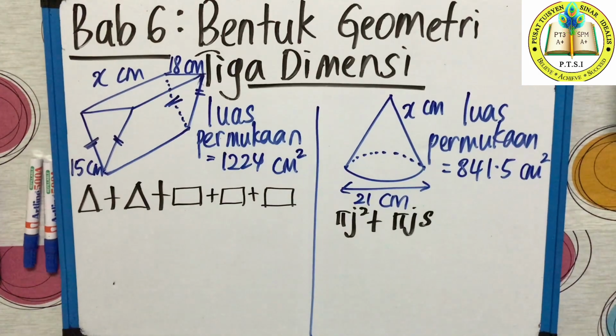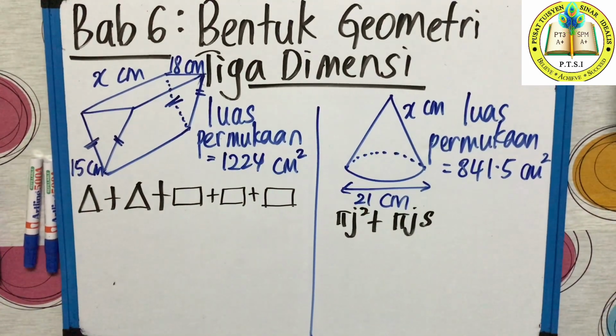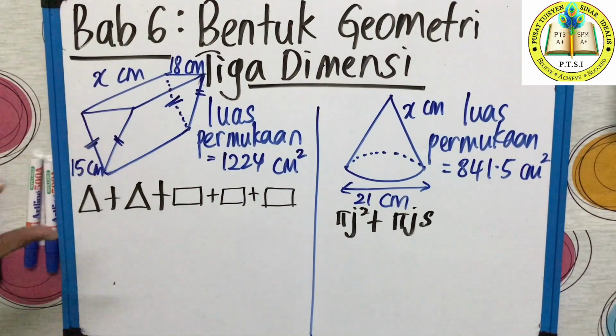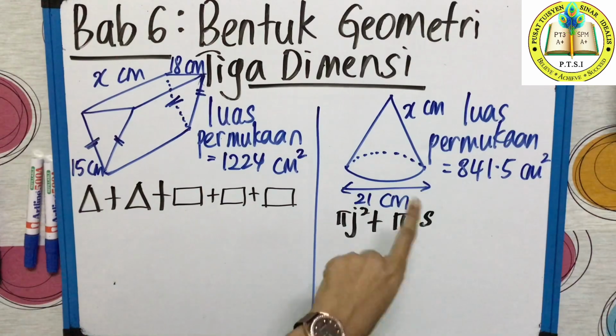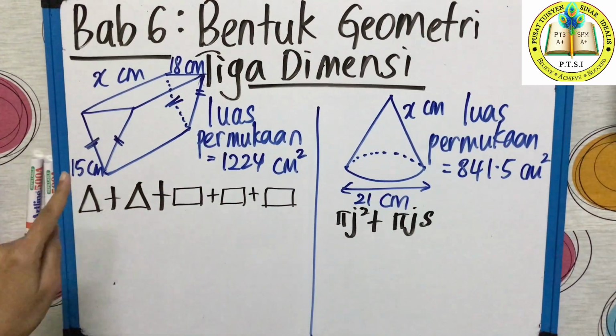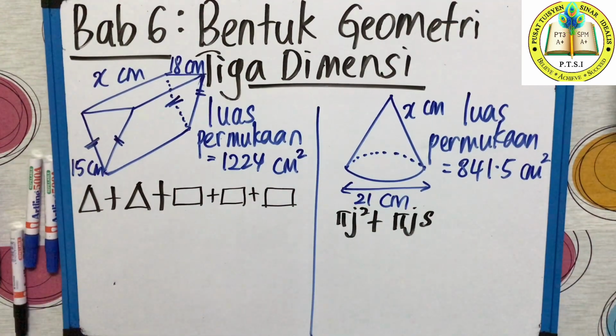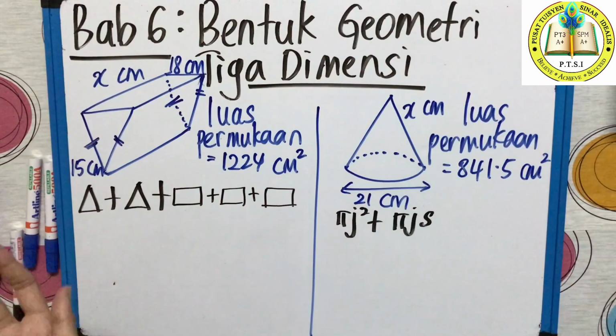Class, now teacher go to the next question. Okay, bentuk geometri yang seterusnya adalah prisma. You can see it's a prisma, looks like a kaleidoscope, right? So ini adalah prisma. Nanti cikgu akan bincang cone. So now we go for prisma. Luas permukaan tadi cikgu sudah pun bagi tahu surface area. You must check every side. Itu kita panggil luas permukaan.